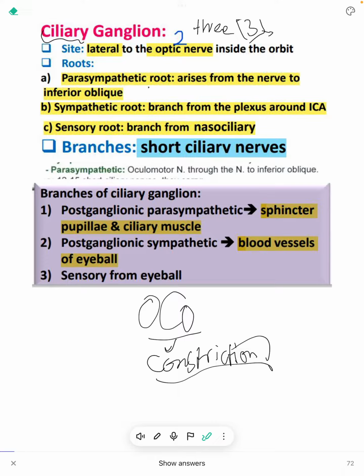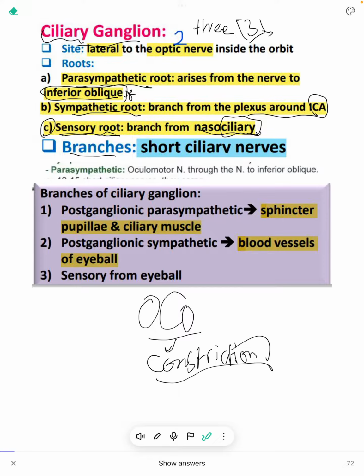So the parasympathetic root of the ciliary ganglia is from the oculomotor nerve, specifically the inferior oblique branch. The sympathetic root is from the internal carotid. What about the sensory root? The sensory root is from the nasociliary nerve. We are talking about the ciliary ganglia, and just by adding nasal, we get the sensory root.